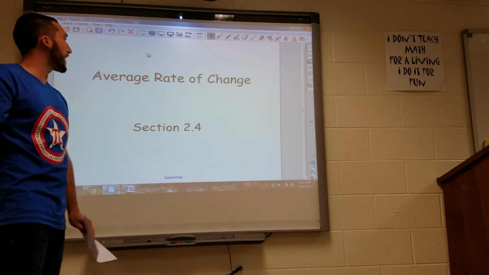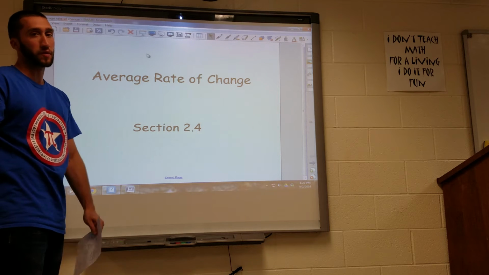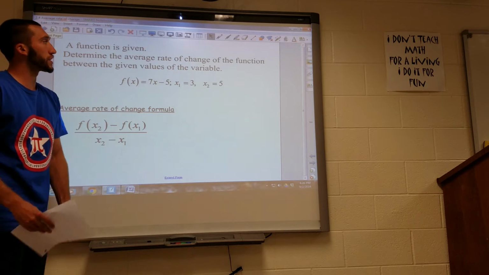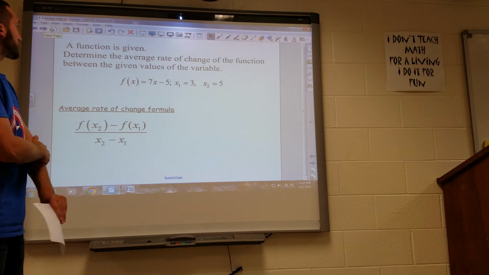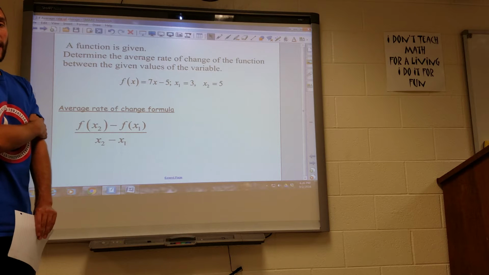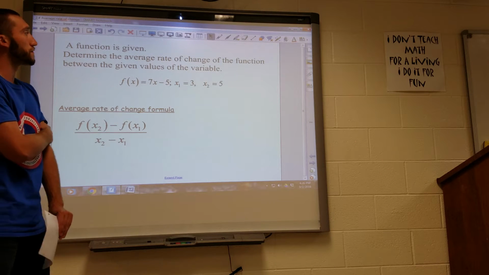Hello everyone, today we are working on the average rate of change, section 2.4 in our books. First question they want us to answer. A function is given. They want us to determine the average rate of change of the function between the two given values of the variable.